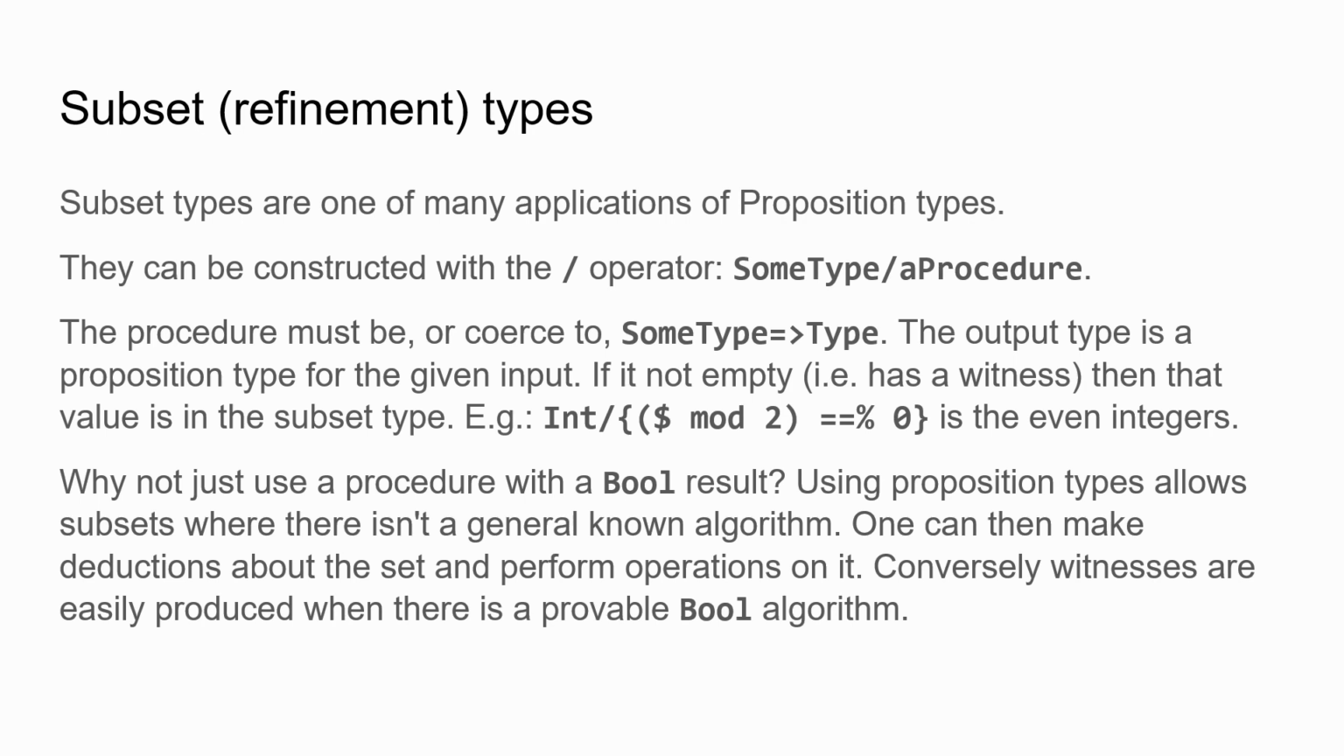That's the even integers. So why do we do this complicated thing of creating a procedure, creating a type representing the proposition and requiring that a value be found for that type? This allows us to deal with subsets where there isn't a general known algorithm. You might be able to prove particular things are in the set or particular things aren't in the set. And going the other way, for things that have a Boolean algorithm, that converts into a proof very easily.